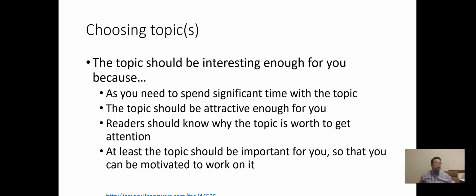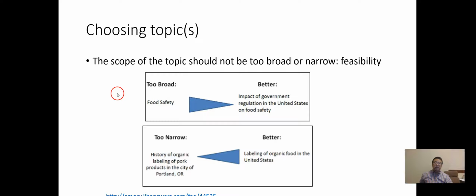If your topic is too broad, such as racial income inequality, that is too big. Food safety, too big. A better one would be, for example, racial income inequality by education.